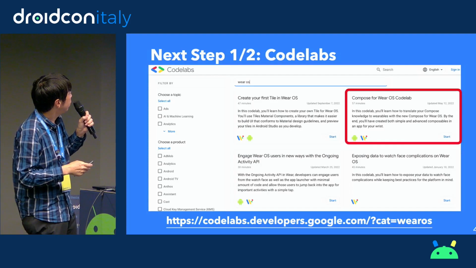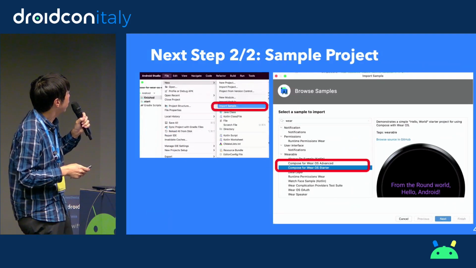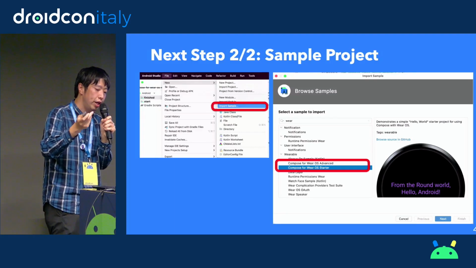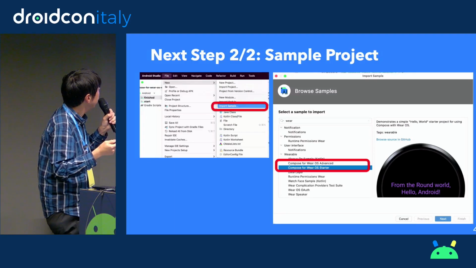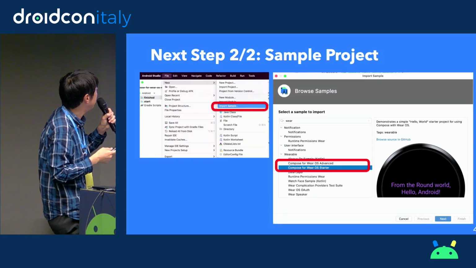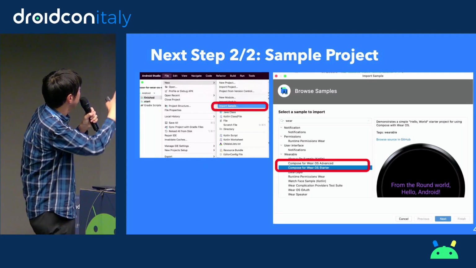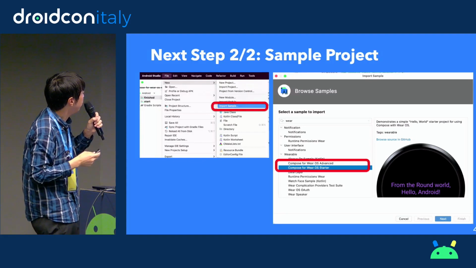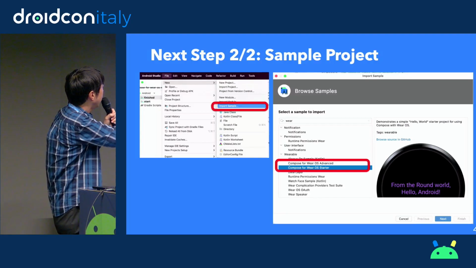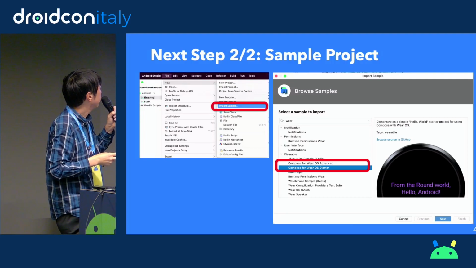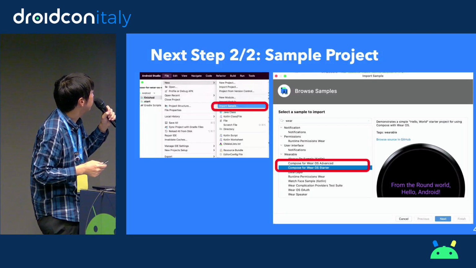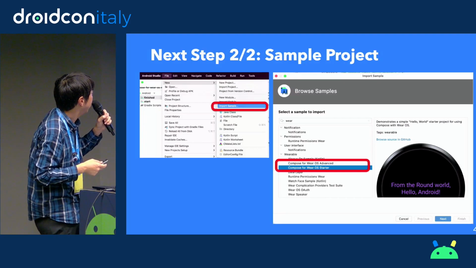And I'd like to recommend this second one. It's a sample project. If you use Android Studio, you can easily try this sample code for Wear OS app development by choosing import sample and inputting where we can find these two sample codes: Compose for Wear OS Starter and Compose for Wear OS Advanced, like this.